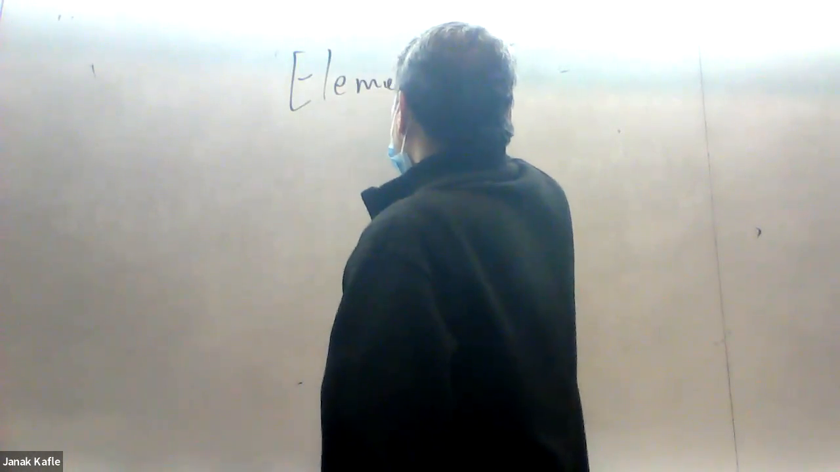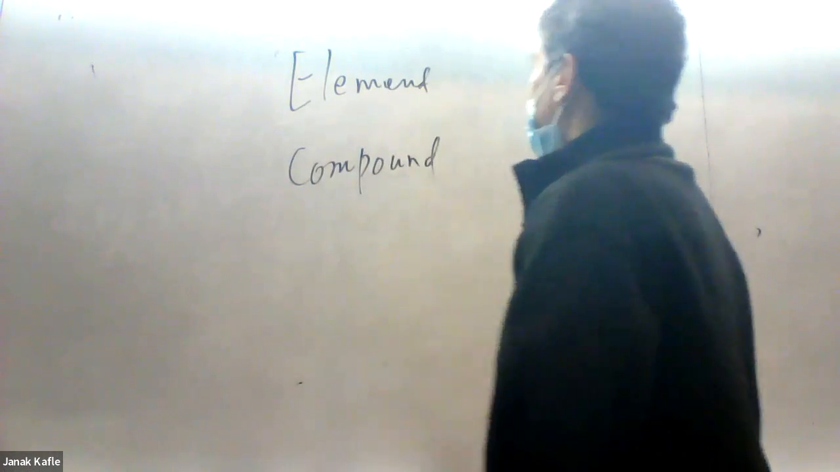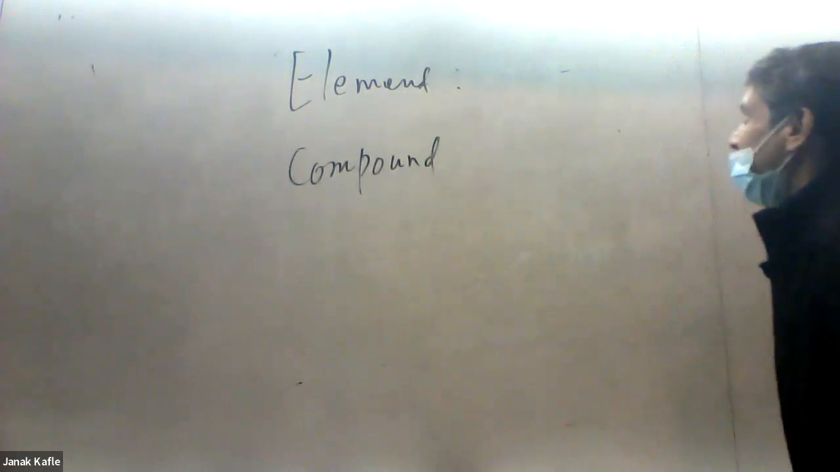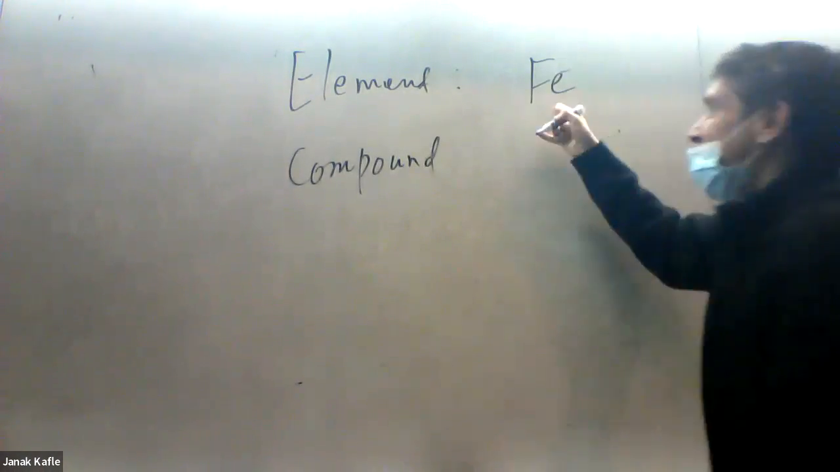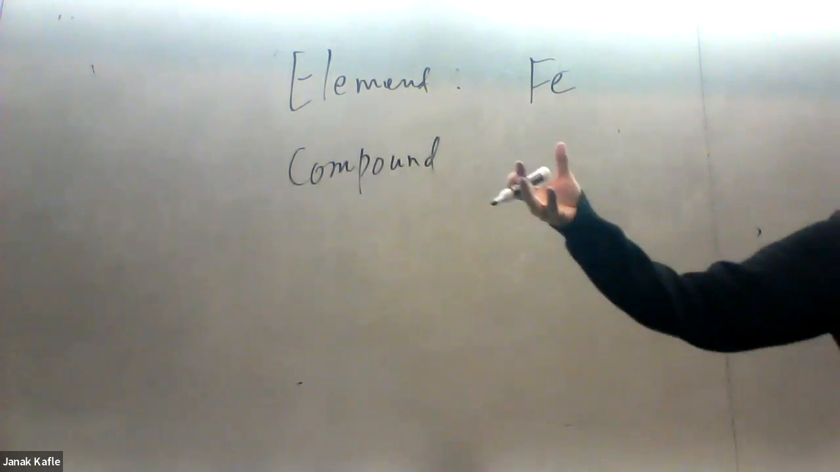One is the element, and the other is the compound. So pure substances are of two types. Element: look at the periodic table. So iron, Fe. This is a pure substance, right? Now melt the iron. Iron has a certain melting point.